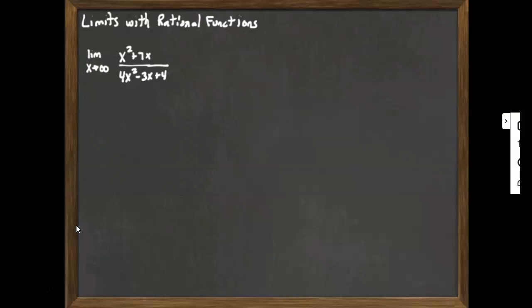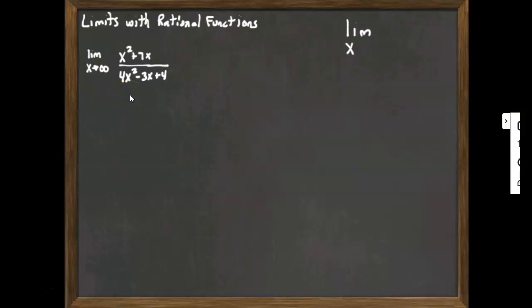Limit as x goes to infinity of x squared plus 7x over 4x squared minus 3x plus 4. We know the top will be dominated by the leading term, x squared. That's going to go to infinity. The bottom will be dominated by the leading term, 4x squared, the largest power. That's going to go to infinity. So this is actually an infinity divided by infinity limit, which is also indeterminate.